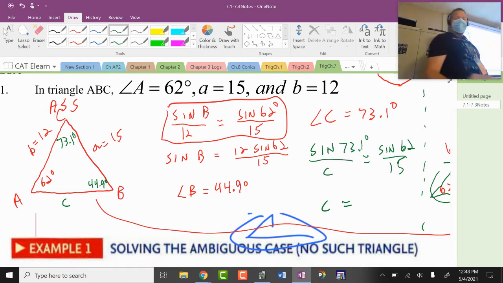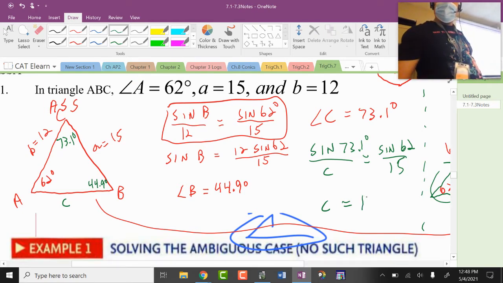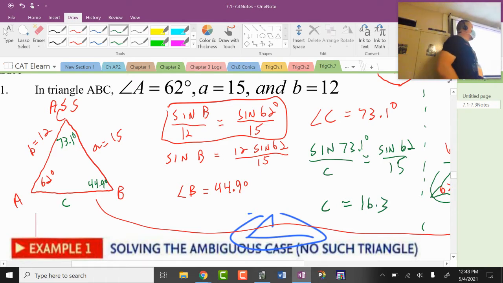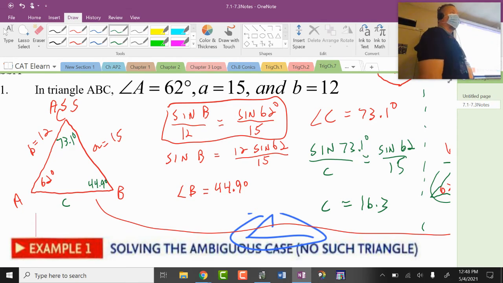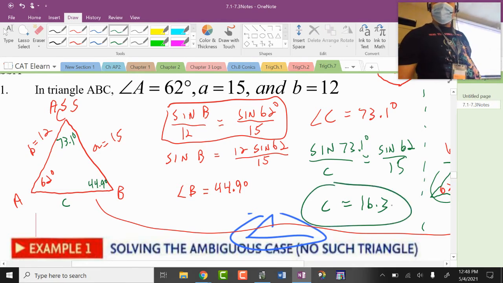Anyone? 16? It should be bigger than 15, right? So I kind of like that answer because 15 is opposite 62, 16.3 opposite 73.1. At least it feels good. Anyone else agree with that, though? Yes, got a couple of head shakes there. So did you hear what I went through on that? It's actually a good thing to go through in your mind. Does your answer make sense?